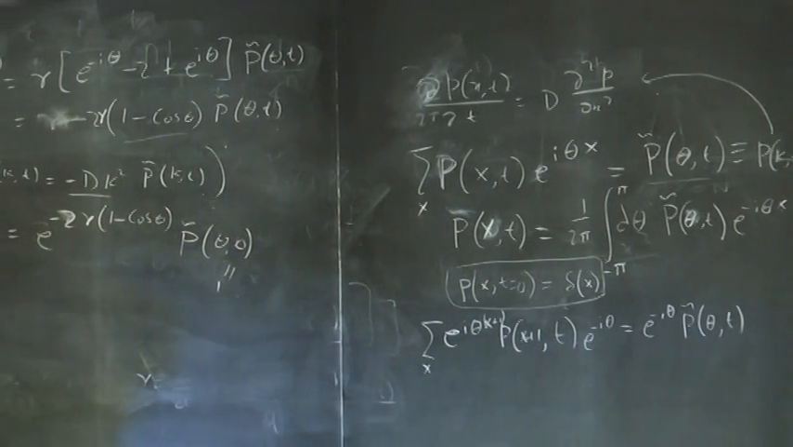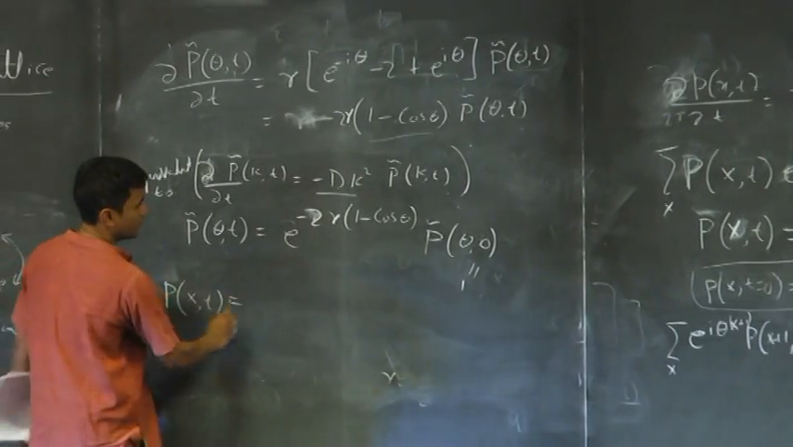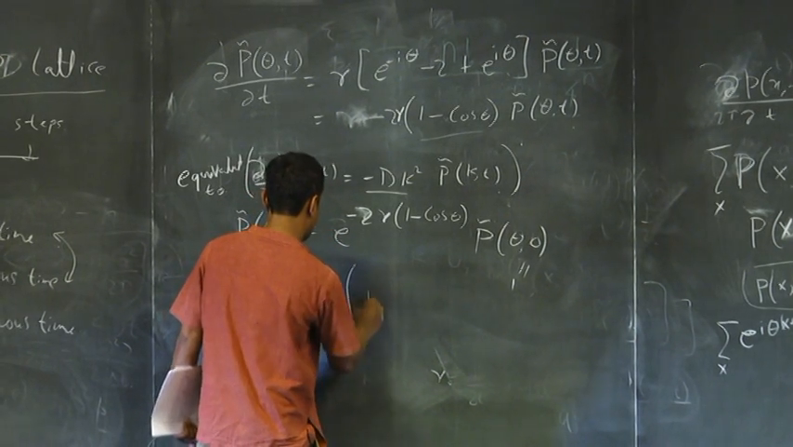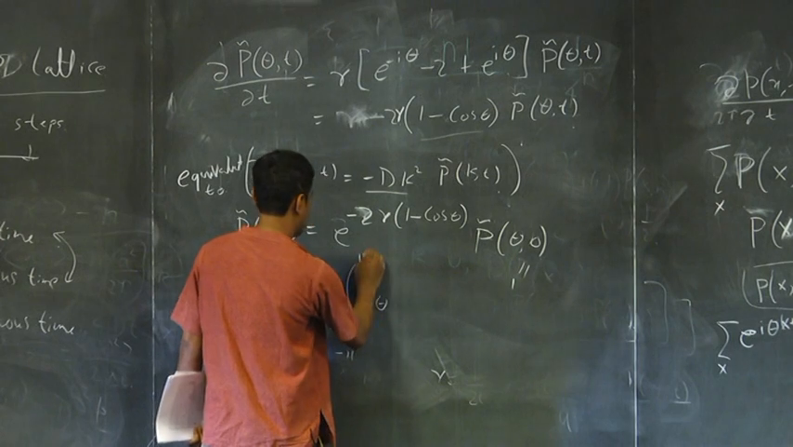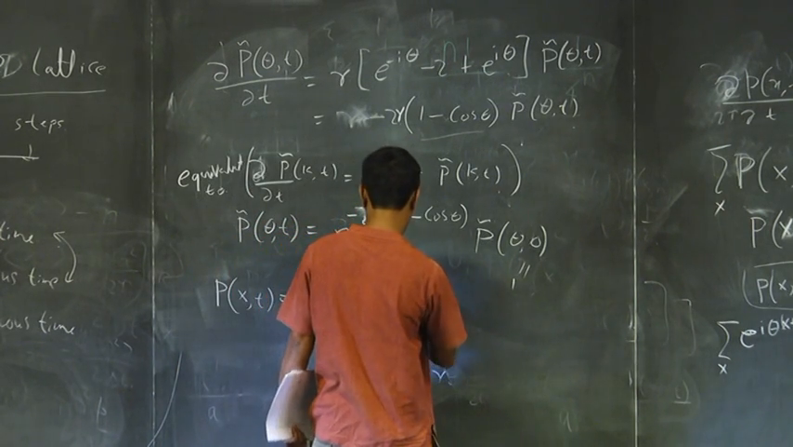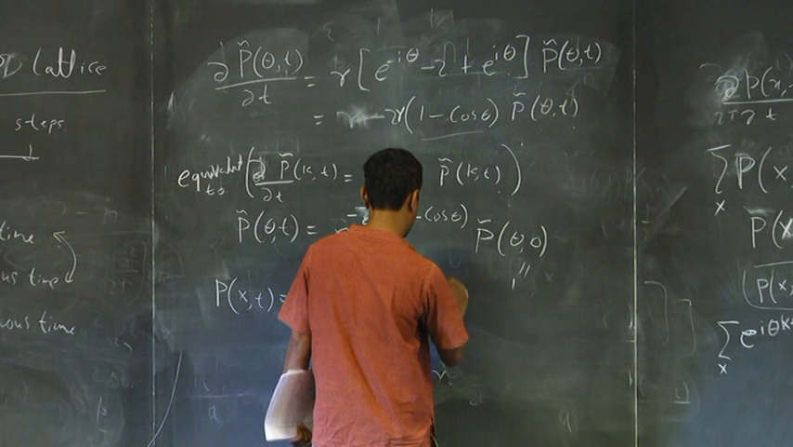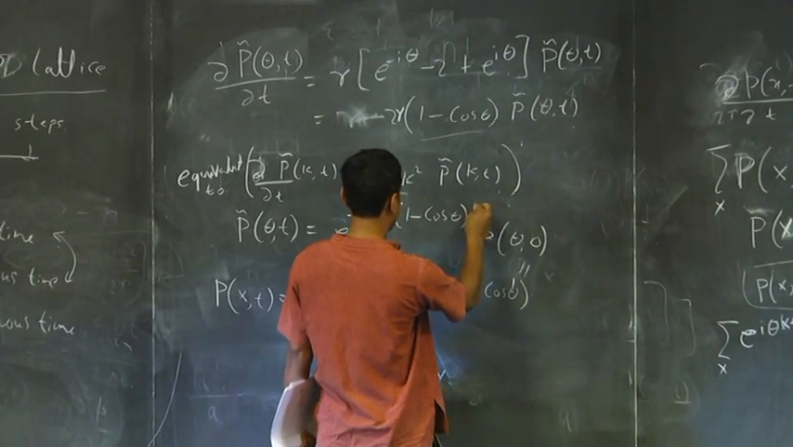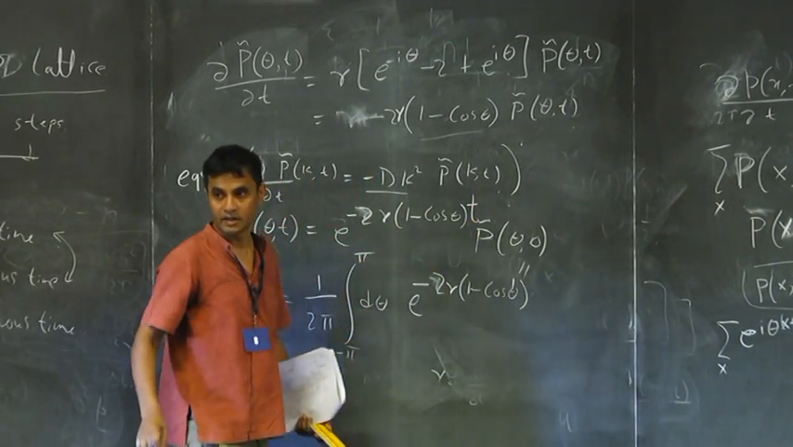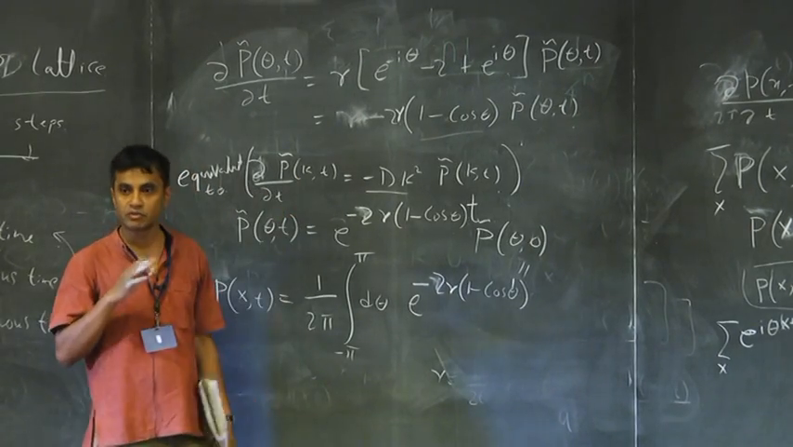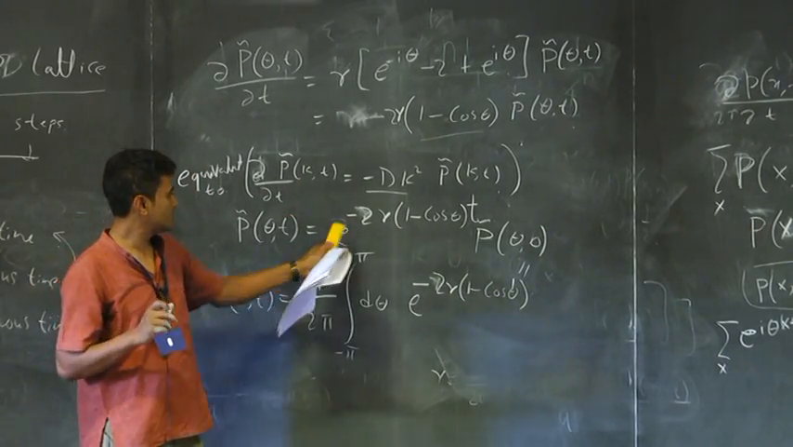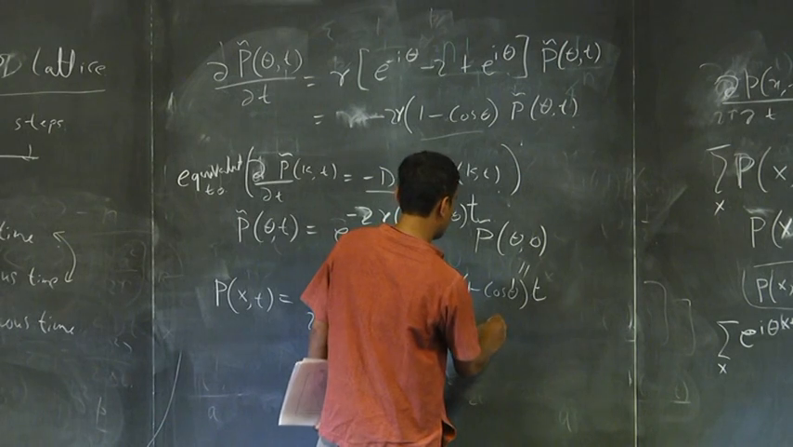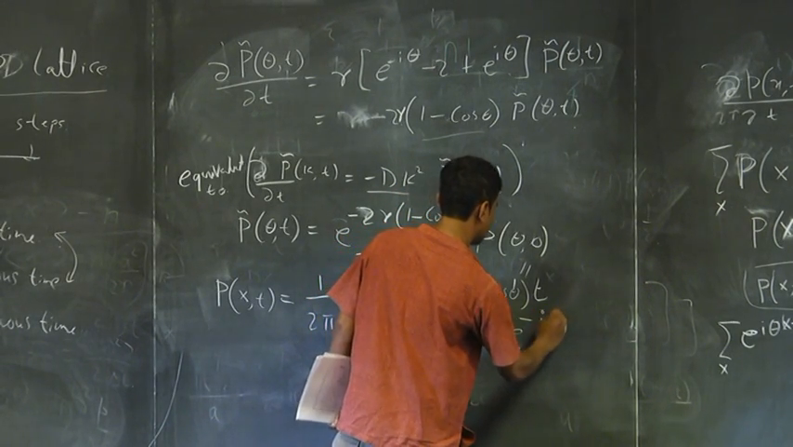Therefore the final solution is p of x, t is equal to this object, 1 by 2 pi, integral, sorry, there is a t here. It is exponential. Previously we had e to the power minus d k square t. Here it is e to the power minus something times t, and then e to the power minus i theta x.